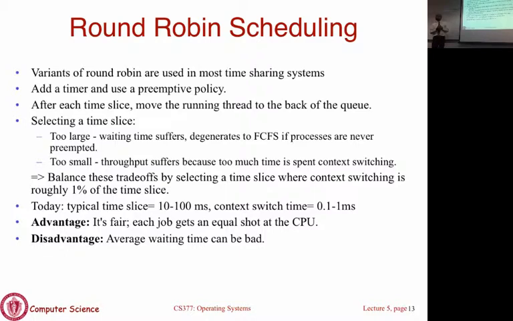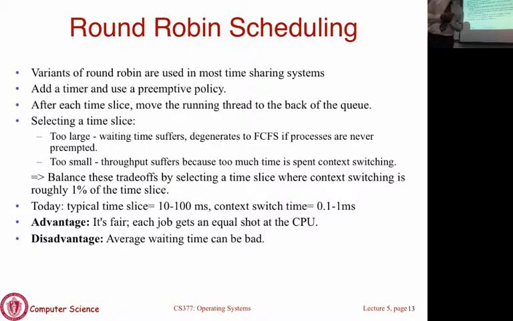Is that clear? So what would you do? I just said large time slice, we don't like that, the wait times have increased. Very small time slice, we don't like that there are too many context switches and that imposes needless overhead on the system.